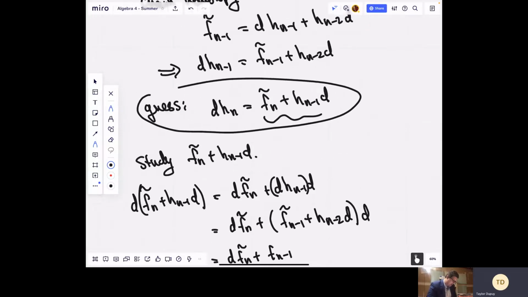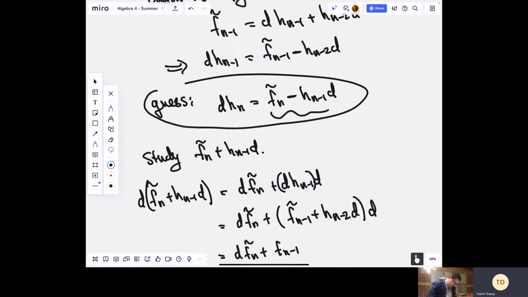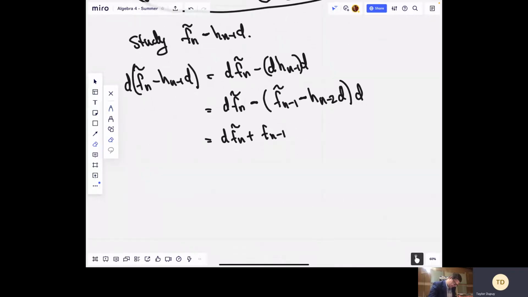So let's see. I think I'm missing a minus somewhere. This is a minus here, minus here, and this is a minus. So this should be a minus, and so on for each of these terms. Okay, that's tilde, and D here. So I think that's all we have here.